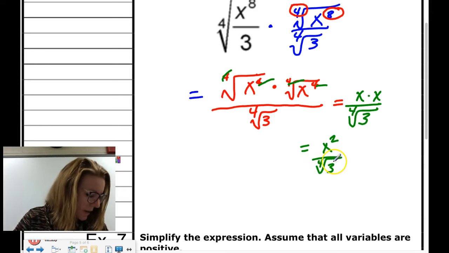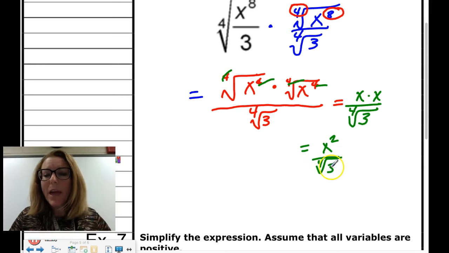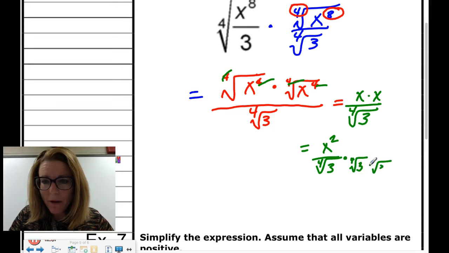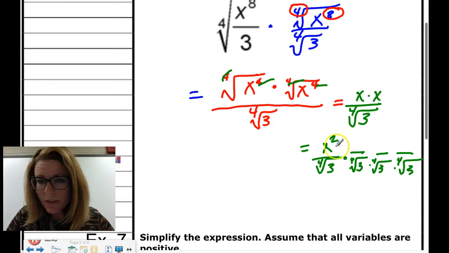Can't leave a root on the bottom. So therefore, what we have to do is multiply, well, think about it. We have to multiply the bottom in order to get this to cancel. We have to multiply the bottom by 3 more 4th roots of 3. So if I do that to the bottom, guess what? I have to do it to the top. So I'm going to do the same thing on the top. Just changing my color just for the fun of it.